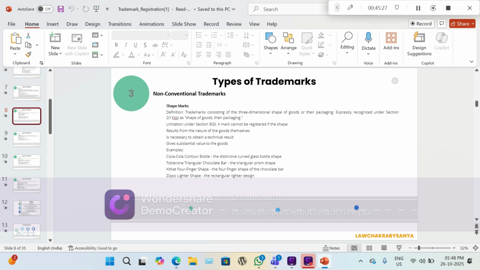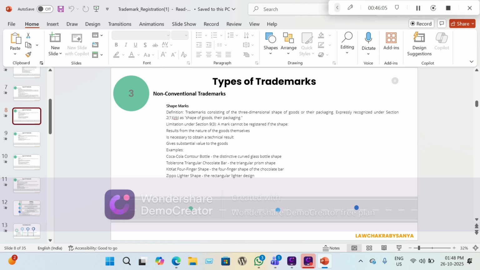So a shape that does not directly tell you what that good is, or does not substantially add value to the goods, or is not very important for a technical result, which means it is important for a patent to be registered and everything. Those are the exceptions, and those shapes cannot be registered. But other shapes can be registered. They are three-dimensional, so they have to be graphically represented, and only the shape then gets registered as a trademark, and that kind of recognition is given under our trademark law.